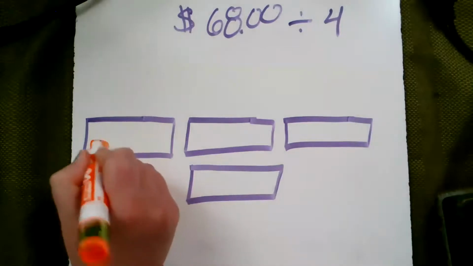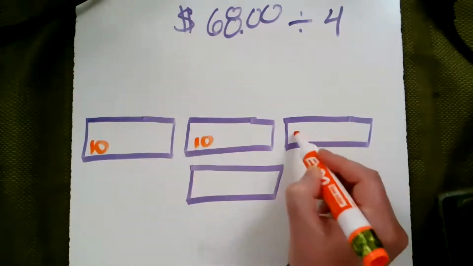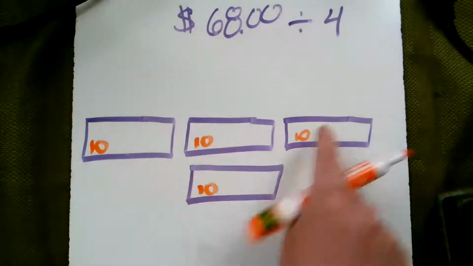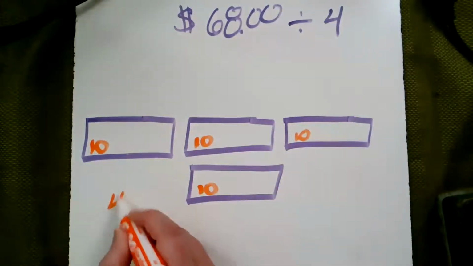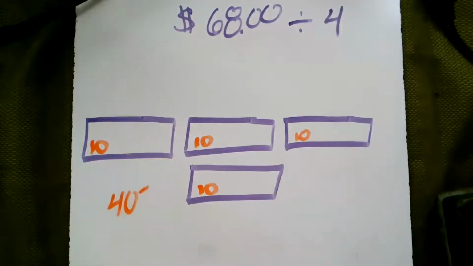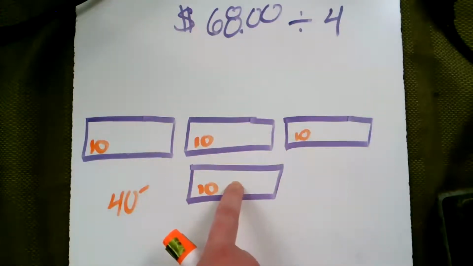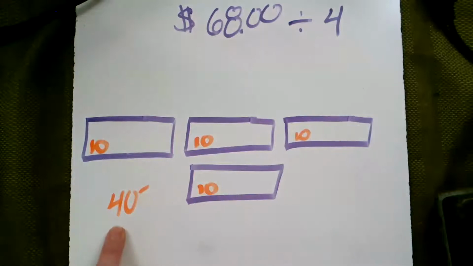I'm going to get $10, $10, $10, and $10. So 10, 20, 30, 40. I have used $40 so far. 40 out of my 68. Okay. Now I can't do another 10 because I know that would already be too much. But what about half of that? $5 each. So if I had 5, 10, 15, 20, and I know 20 plus 40 would be 60.